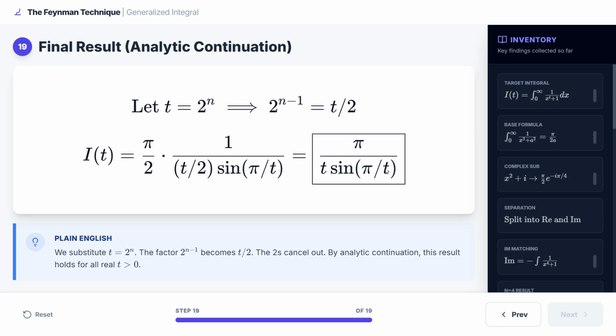A lot of formulas state it as pi over t times the cosecant of pi over t, but we will leave it in this form. So in other words, I should have written the original integral here just to really nicely wrap it up, but I didn't. But here's our original integral right here. Integral 0 to infinity of 1 over x to the t plus 1 dx, and that evaluates to this.